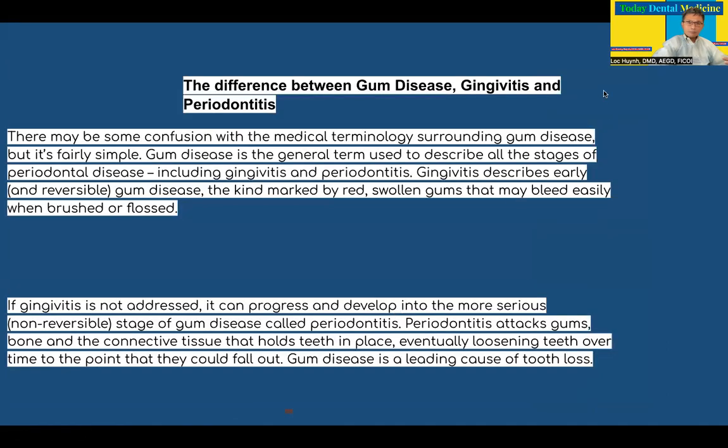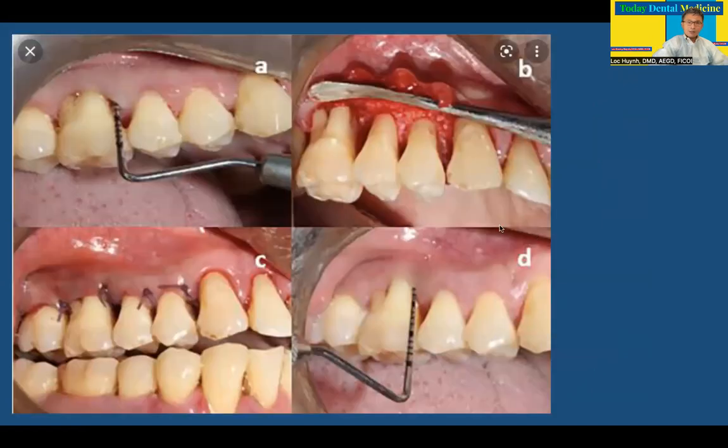Anyway, we talked about the difference between gum disease, gingivitis, and periodontitis. It's very confusing, but the bottom line is that gingivitis is the beginning of your gum problem. The rest are called periodontitis, which has type 2, type 3, and type 4, and type 4 is really bad. So if you don't treat your gingivitis, you may lose your teeth when it turns into gum disease. Make sure you see your dentist.